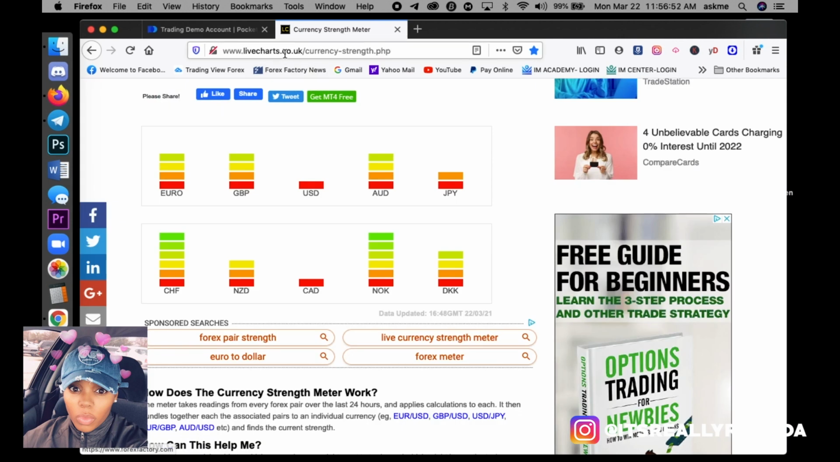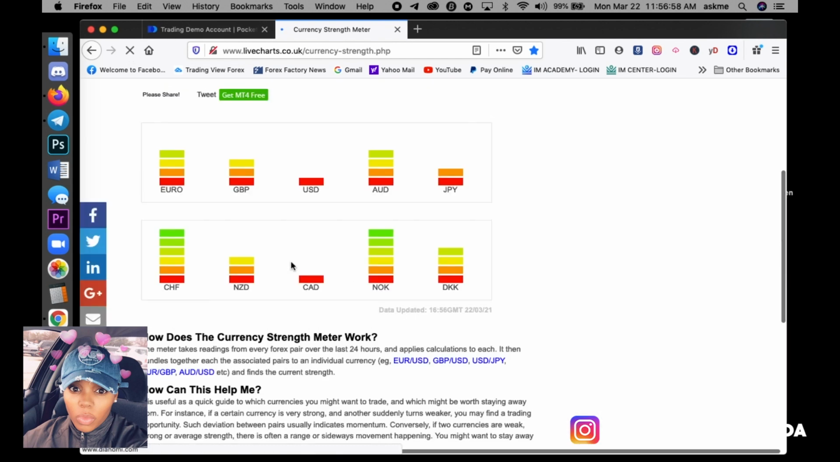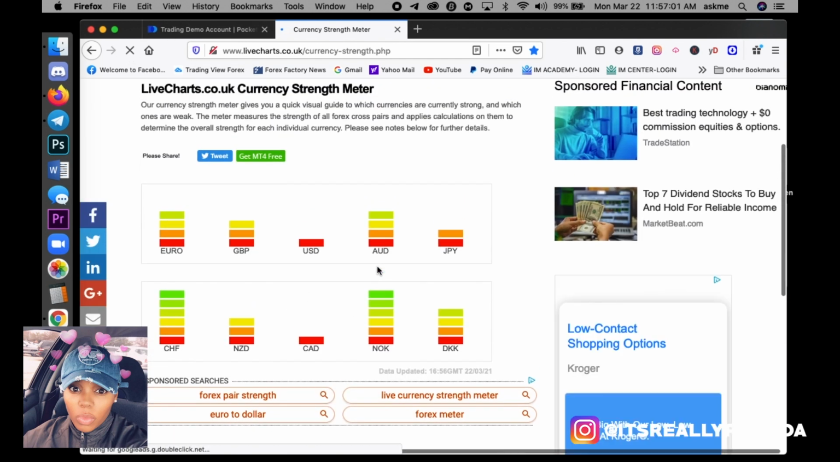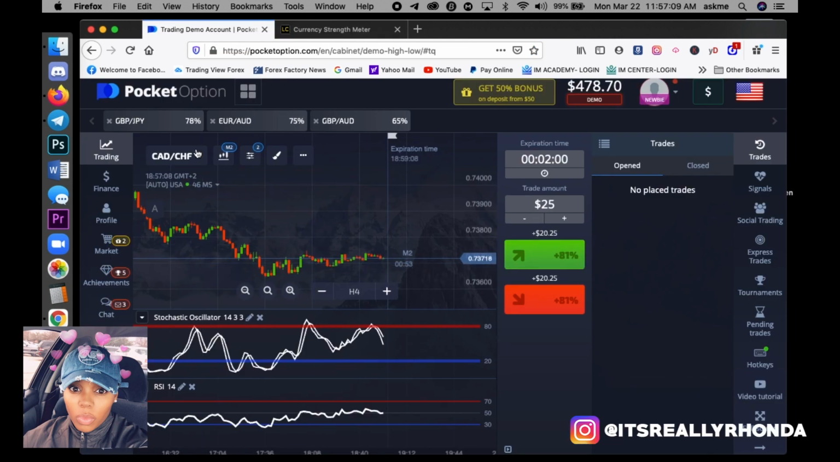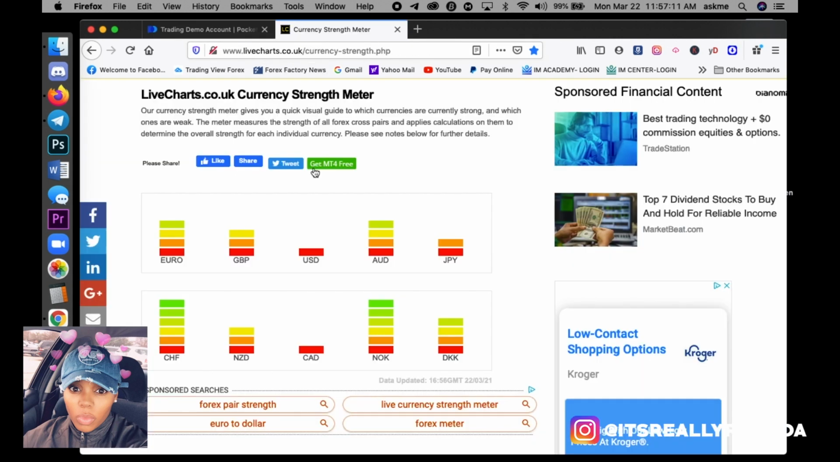And we're going to be using this site right here, livecharts.co. And we're going to be using the currency strength meter. Now you want to refresh this currency strength meter so you always get accuracy, because it updates about every 30 seconds. So before you put the trade in, you want to make sure it's up to date. Now we're looking at this CAD CHF, right?